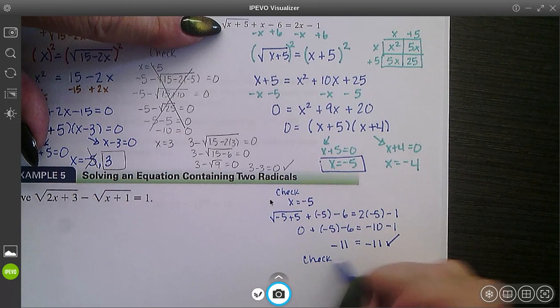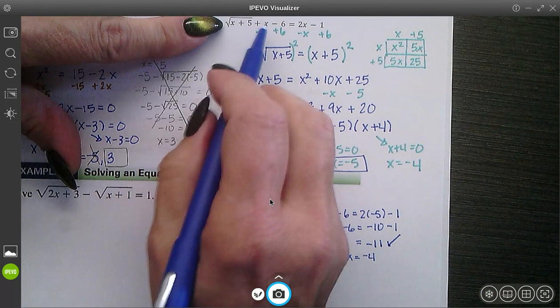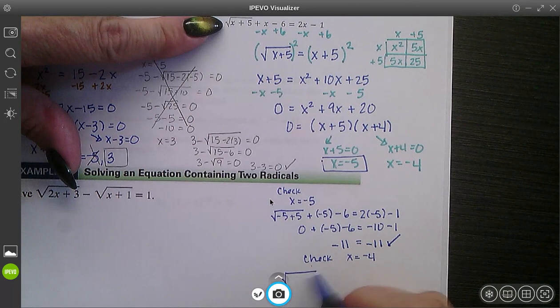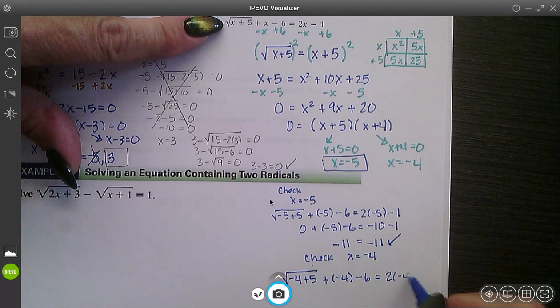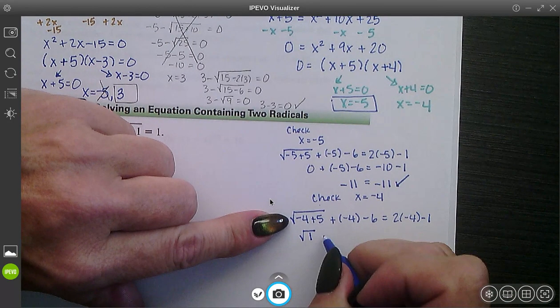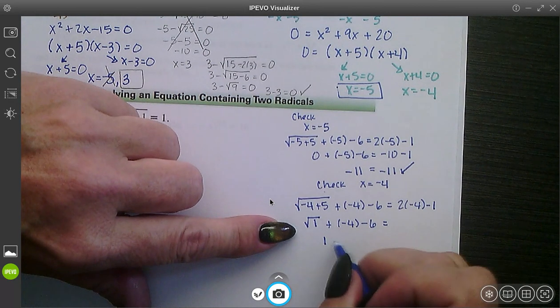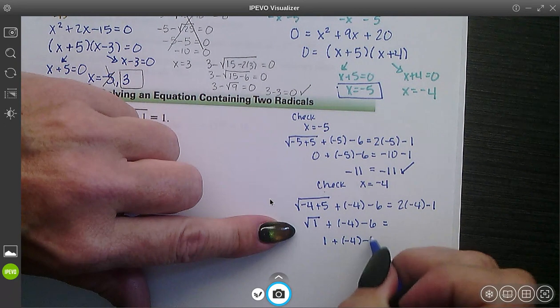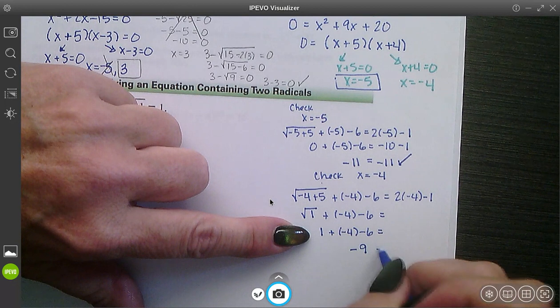Let's check x equals negative 4. Same way. So replace all of the x's with negative 4's. So square root of negative 4 plus 5, plus negative 4 minus 6, equals 2 times negative 4 minus 1. Negative 4 plus 5 gives me the square root of 1 plus negative 4 minus 6. Square root of 1 is 1. 1 plus negative 4 minus 6 would be negative 3 minus 6, which is negative 9.